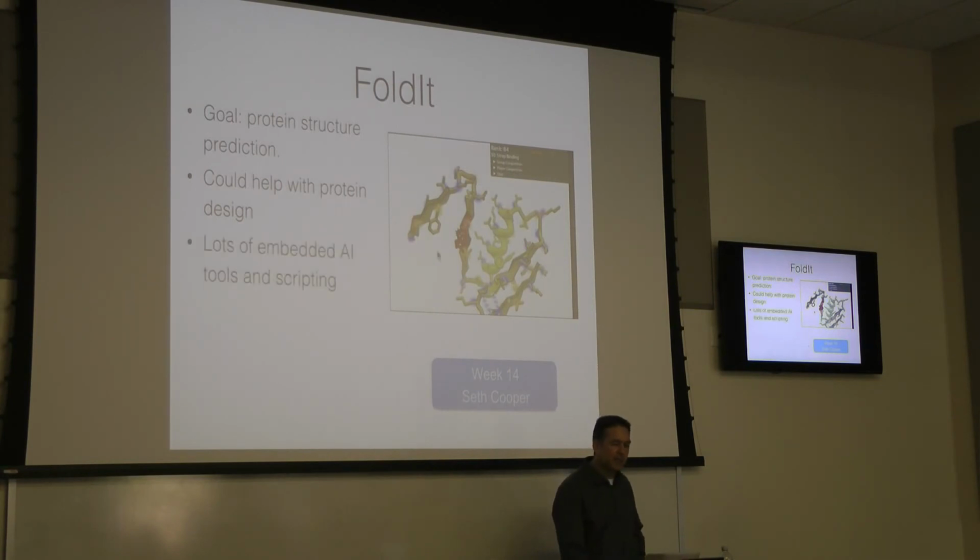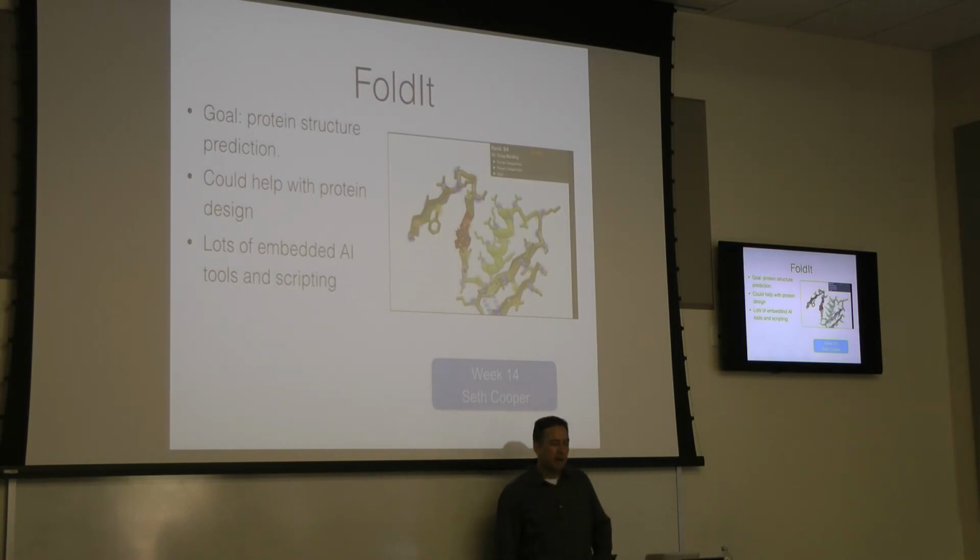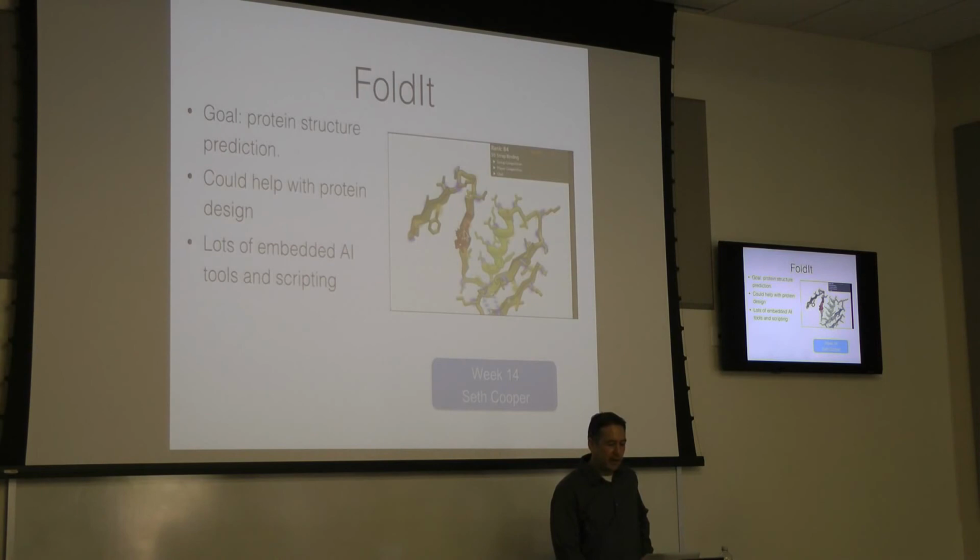Here, it's similar to Aterna, but it's not as discrete. So you don't see the individual amino acids directly. You see these more like secondary and tertiary structures, like alpha helices and beta sheets. I think these are hydrogen bonds here. And there's a lot more of this embedded AI in it, right?